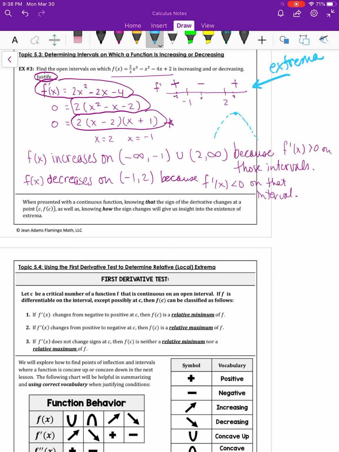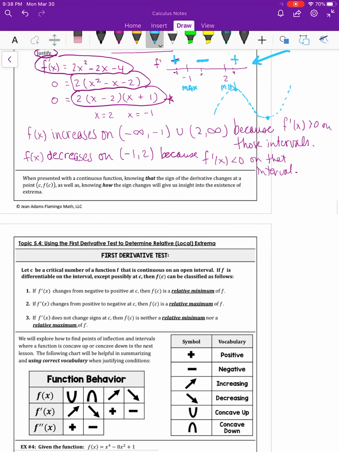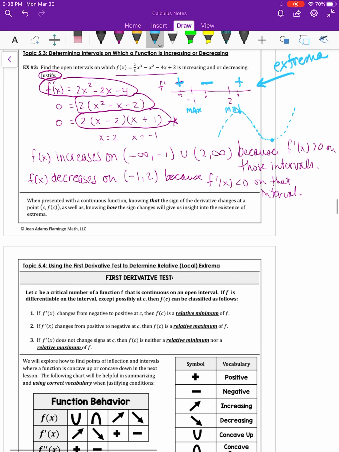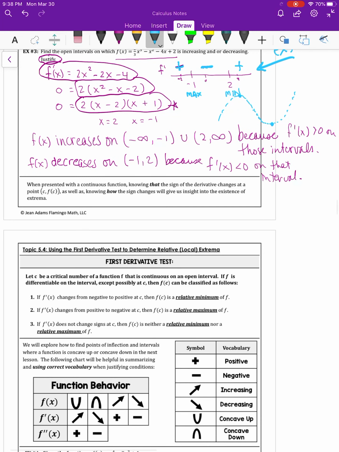Think about if your function is going from increasing to 0 to decreasing like it is at -1, wouldn't that be a maximum? So I would have known that if I was going from positive to negative, I'm going to have a maximum. If I'm going from negative to positive, I'm going to have a minimum. So look, I'm going from negative to positive here at 2. This is going to be my minimum. So that's basically what the first derivative test is going to tell us, okay?